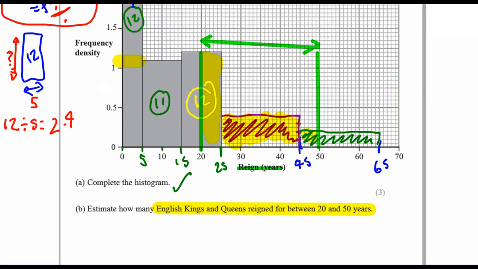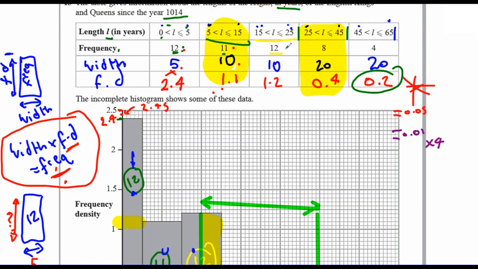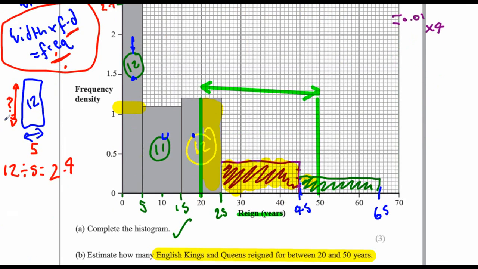Now what I want to do before we carry on with that is I want to label, like we labelled here, here and here, how many each of the rectangles stand for, and what they stand for is the frequency. So the two new ones we drew in stand for 8 and 4. Okay, so this is 8 and this is 4.